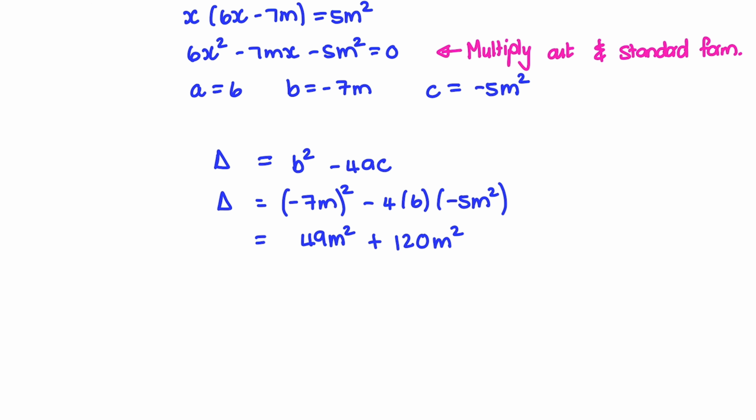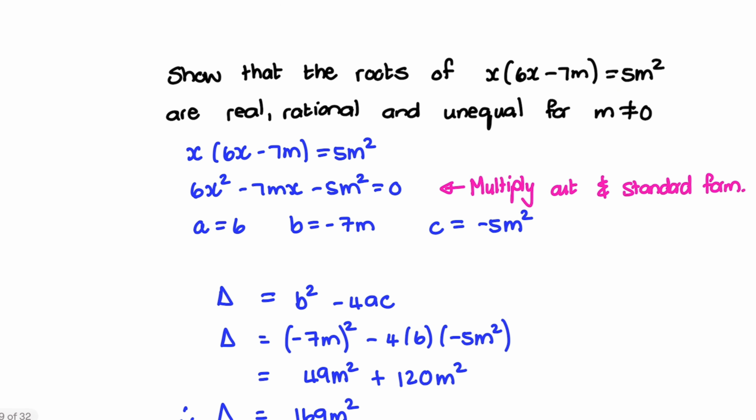So if I set up delta, I have b squared as negative 7m squared, which multiplies to 49m squared, minus 4 times a, which is 6, and c, which is negative 5m squared. And this second term multiplies out to 120m squared. So notice we have like terms, so therefore delta is equal to 169m squared.